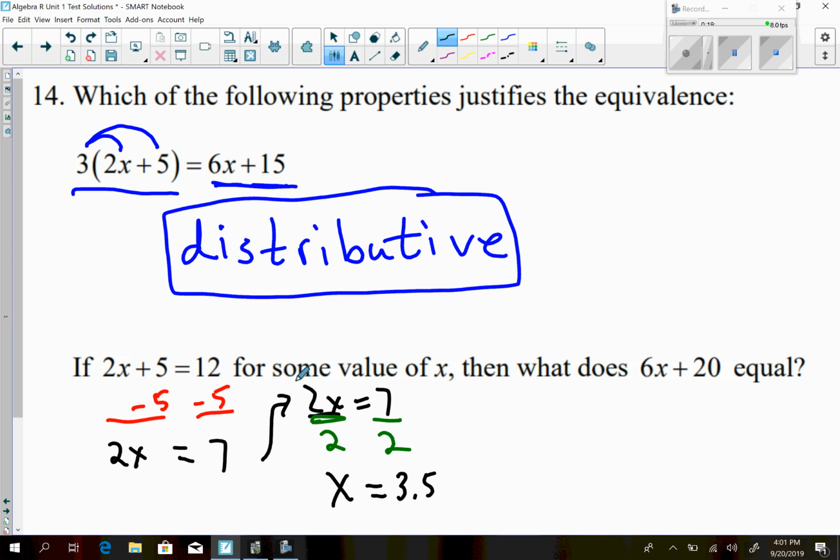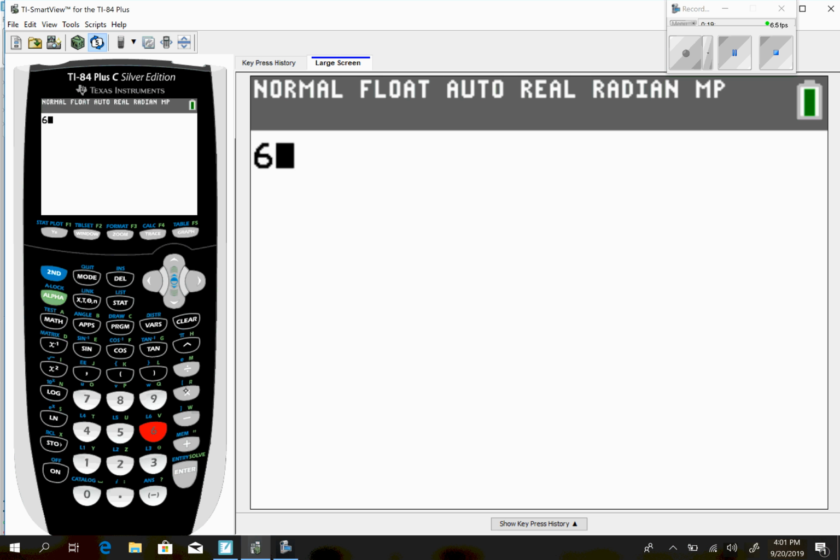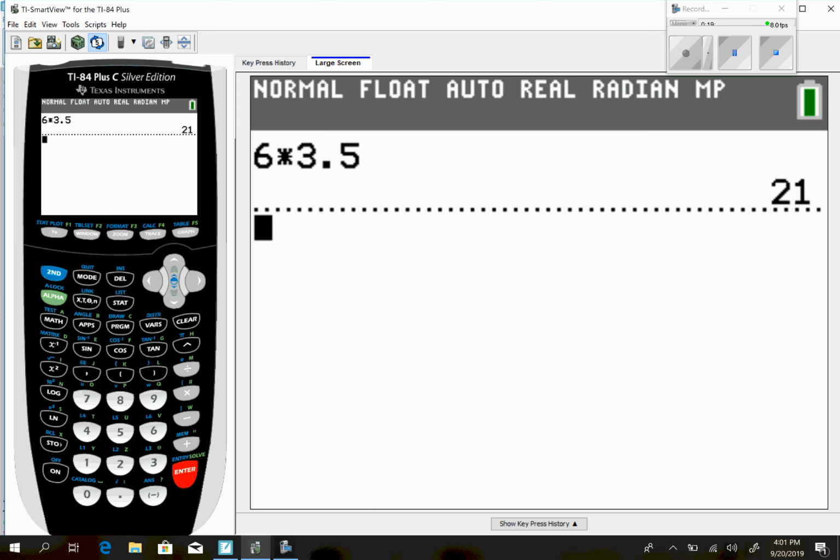What does, for some value of x, then what does 6x plus 20 equal? It would equal 6 times whatever x is, 3.5. Don't forget plus 20. 6 times 3.5 is 21.